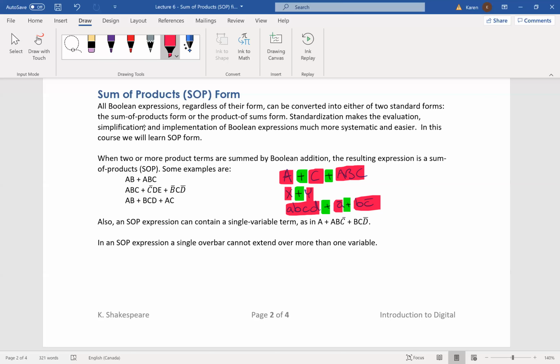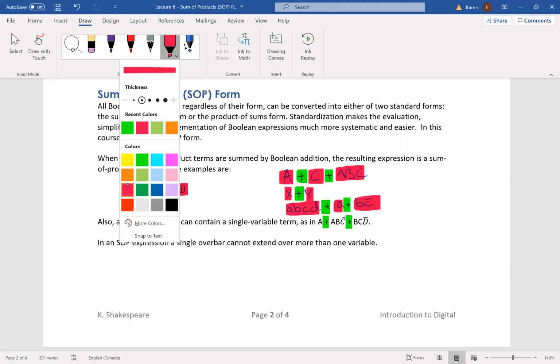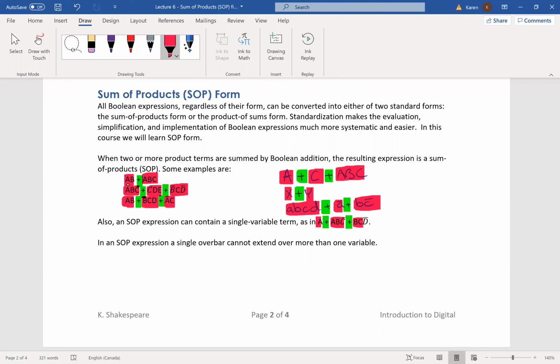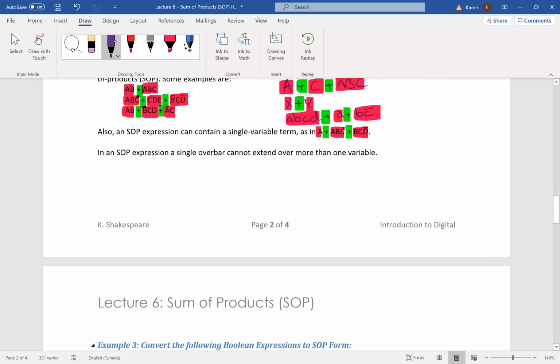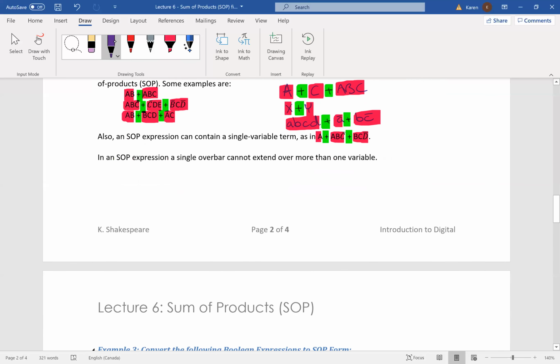Here we have products. Here are all the products separated by sums, sum of products form. Here's the sums. Here are the products, sum of product form. So let's do some examples where we just need to put things in sum of products form.